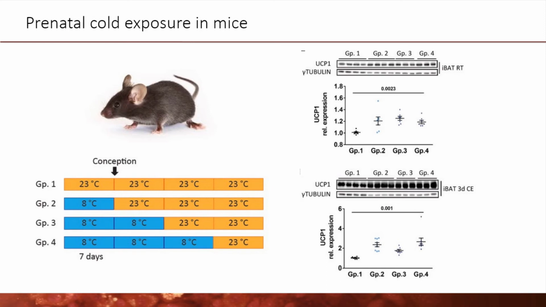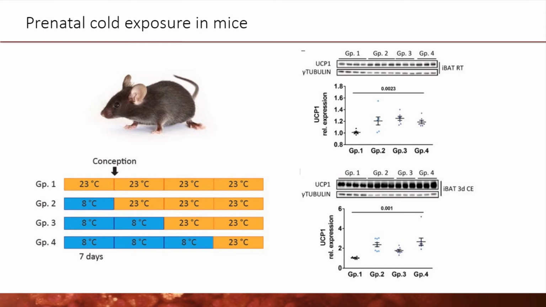So we again went and utilized the mouse model, and you can see here the different groups that we employed, where mice were kept at either room temperature or at 8 degrees, and then were mated. And in this case, both the father and the mother was kept at room temperature or cold and then mated. And here on the right side, you can see UCP1 expression as well as the quantification.